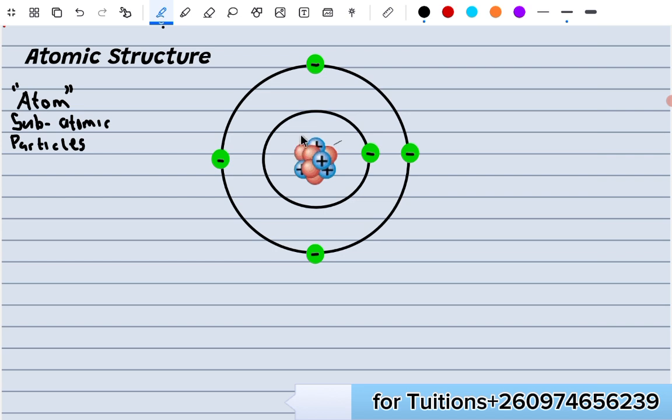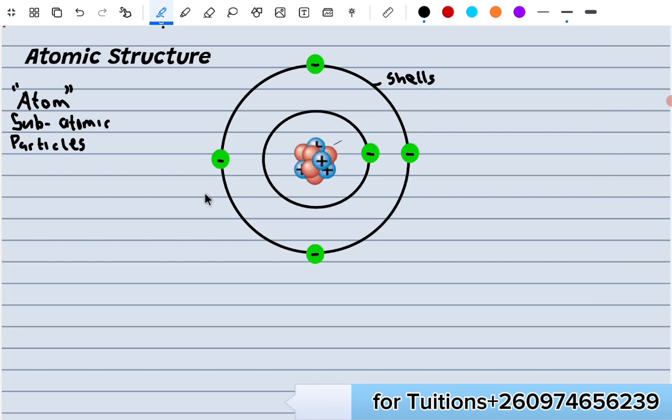So now this center here is called the nucleus. It is called the nucleus of the atom. Then you have these concentric rings. We just call them the shells. So we can say these are the shells in this particular atom.